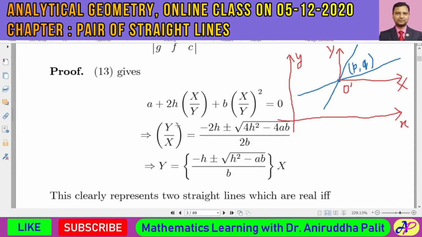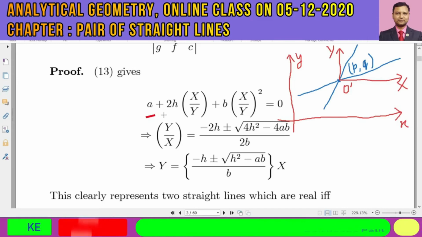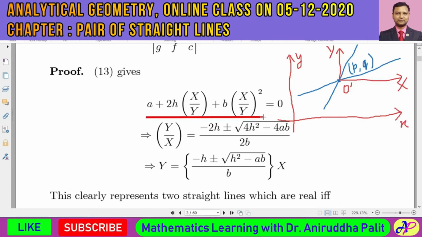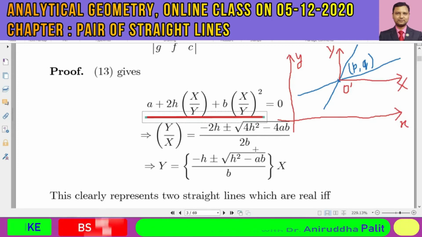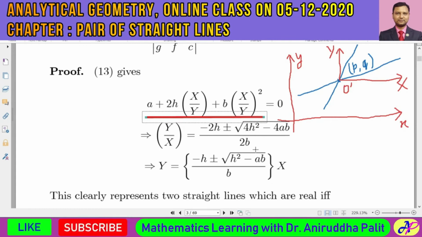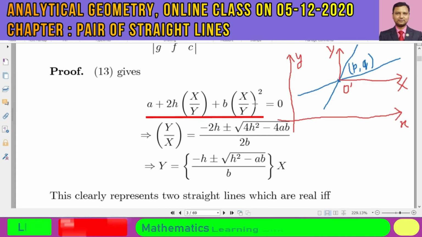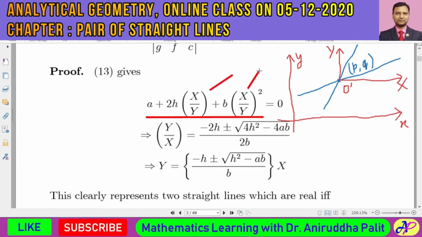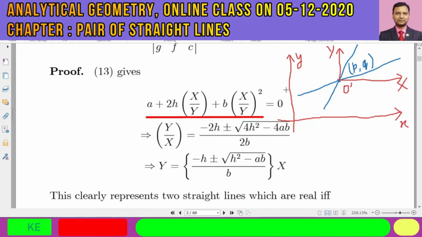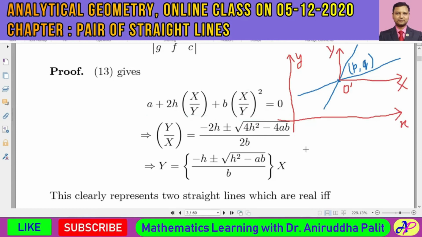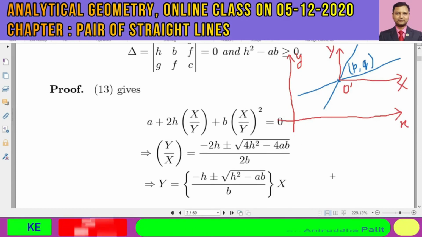Some printing mistake is there. We have to divide it by x square and y by x. So it should be a plus twice h into y by x plus b into y by x whole square. So some printing mistake is there, so be very careful about these printing mistakes, because I am a human, not a machine. Sometimes I also make mistakes.